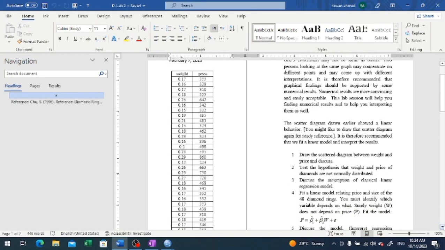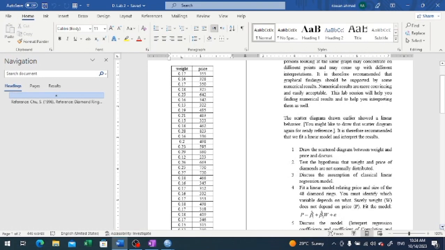Lab 2 is again based upon the same data file that contains two variables, weight of diamond and its price in the market. So the scatter diagram is drawn to study the relationship between weight of the diamond and the price of diamonds. We are going to first draw a scatter diagram between weight and price, and we are asked to discuss.